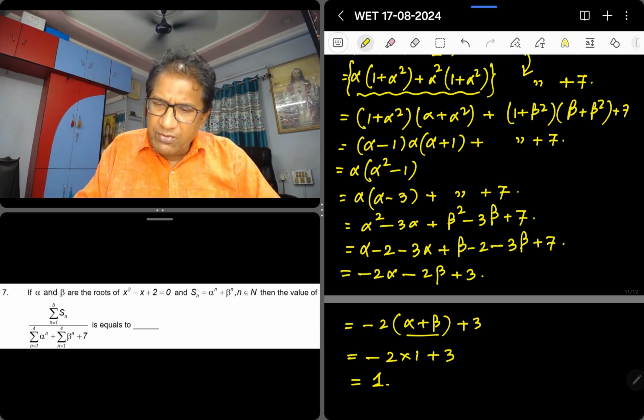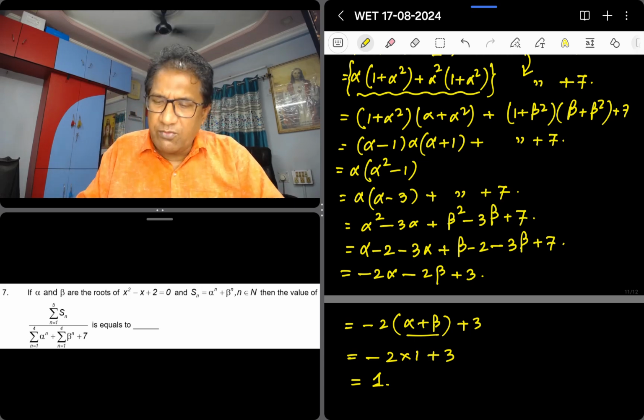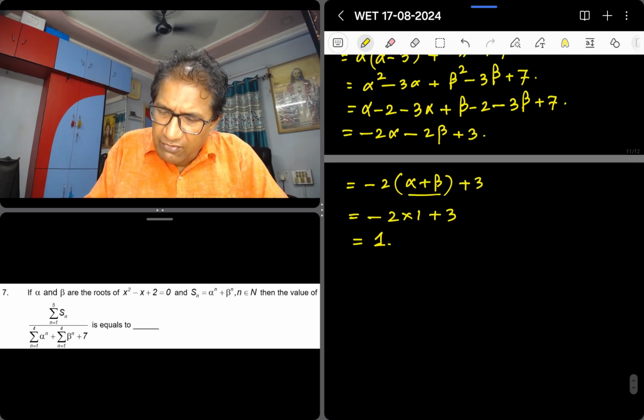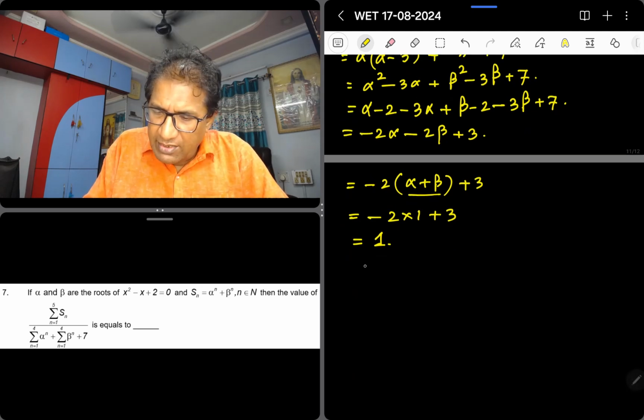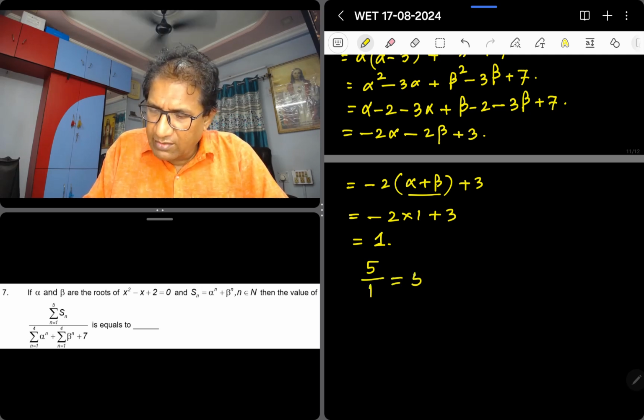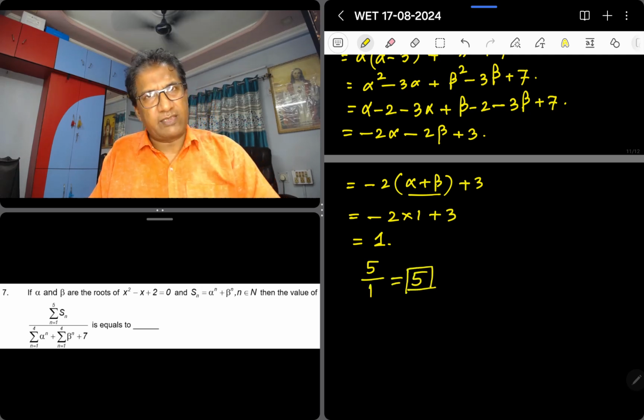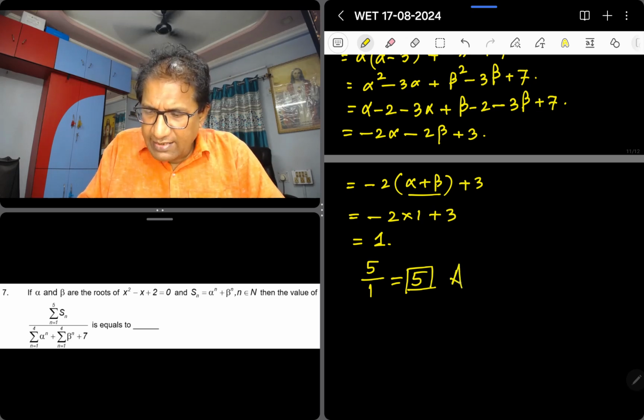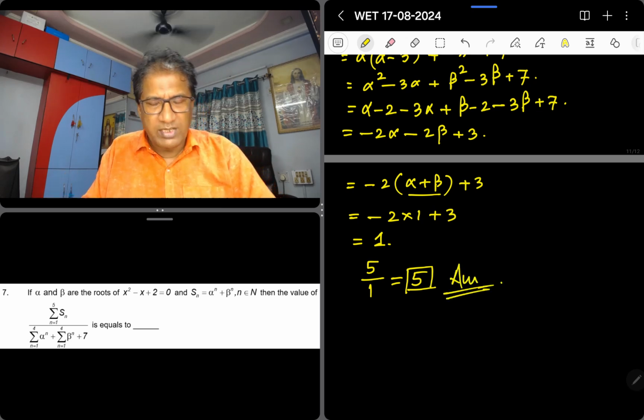So, for the numerator, we are getting 5, and for the denominator, we are getting 1. Therefore, the given value will be, the numerator is 5 and the denominator will be 1. So, the answer will be 5 in this case. Is it clear? So, that is the answer for question number 7.